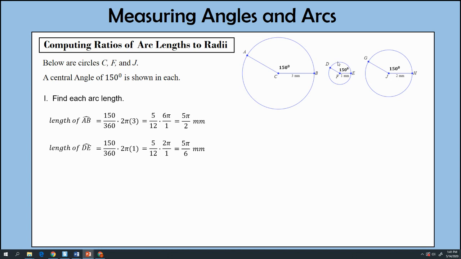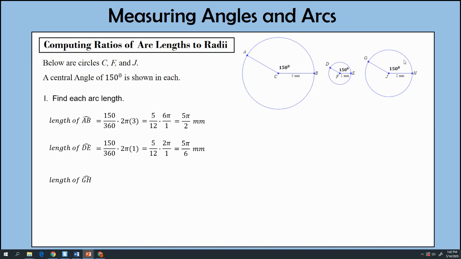So the distance from D to E along this arc length right here is 5 pi over 6. If you did 5 times 3.14 divided by 6, it would give you that number. Obviously, it's a number that's going to be a lot smaller than our first arc. All right, let's find the arc length for GH.